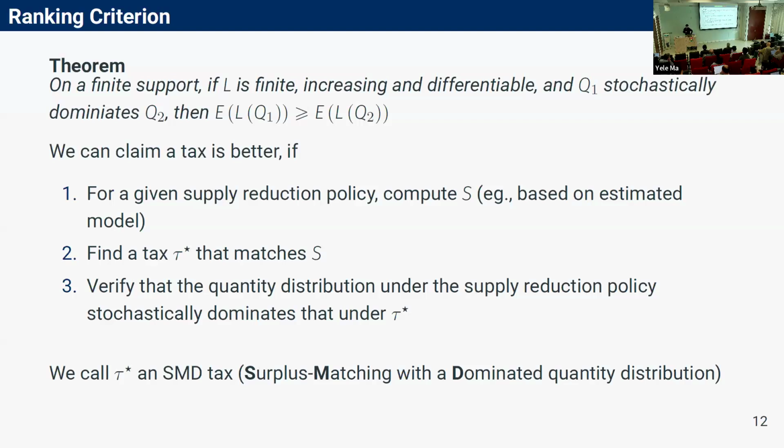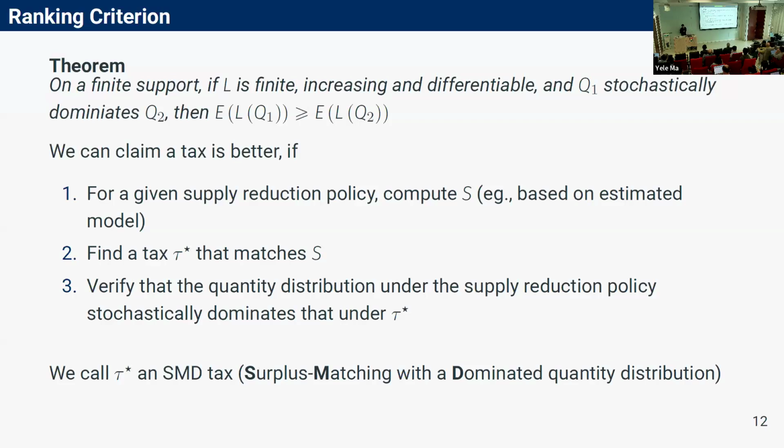So the key result builds on this theorem: when the loss function is finite on a finite support, and when it is increasing and differentiable, that's the only assumption we impose on the loss function. As long as the random variable Q1 first order stochastically dominates Q2, then we can for sure say that the expectation of the loss function over Q1 is larger than the expected loss over Q2. This serves as the mathematical foundation of the key evaluation criterion.